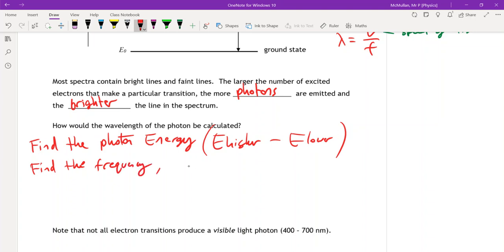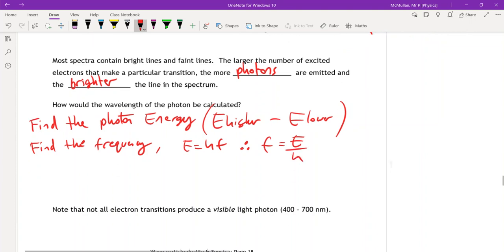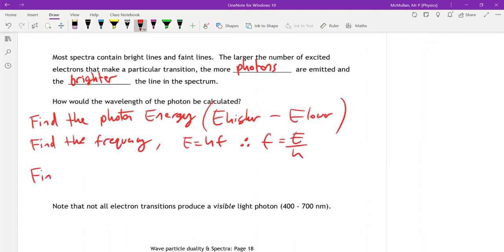And that would be through E equals hf. Then you would rearrange that to find f equals E over h. Then you would have to find the wavelength using lambda equals v over f, with v being 3 times 10 to the 8 meters per second.